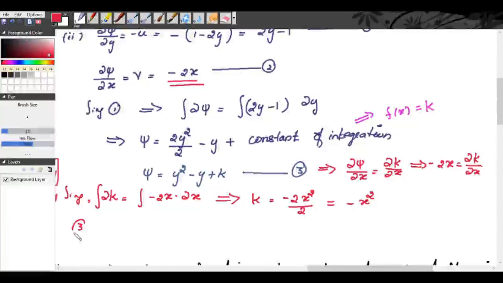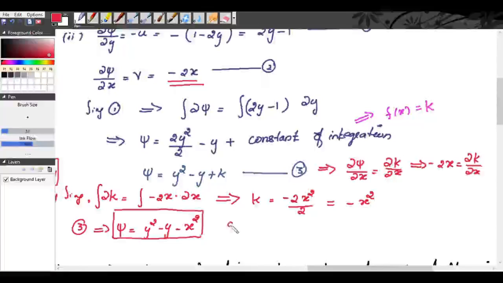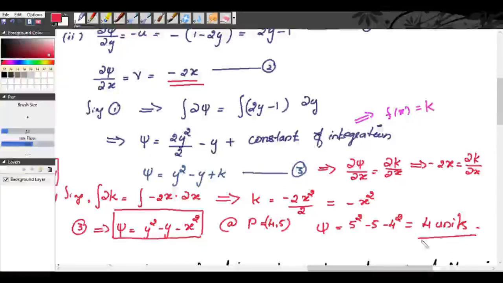That means our equation number 3 becomes psi is equal to y square minus y minus x square. So this is our stream function. Now at point P equal to (4, 5), our psi will be equal to 5 square minus 5 minus 4 square. So we get psi is equal to 4 units. So this is our answer.